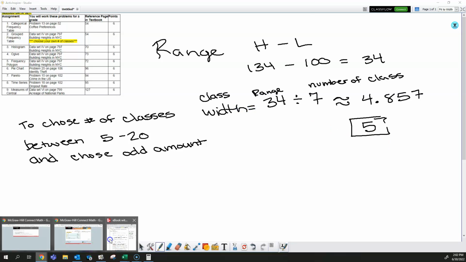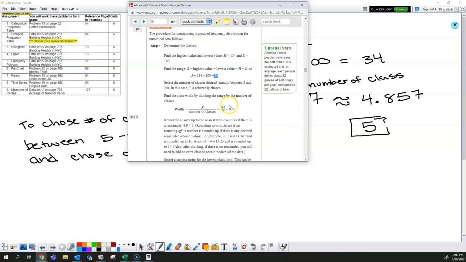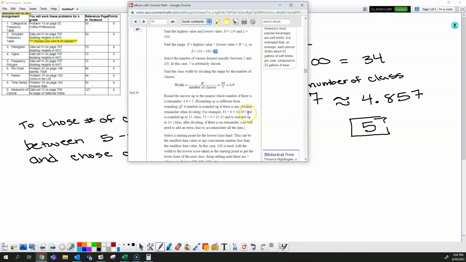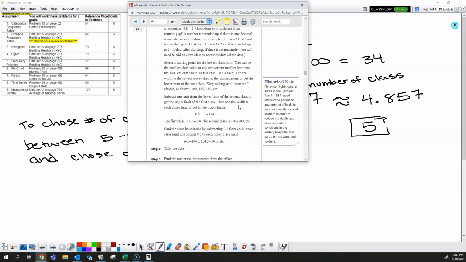I am simply following the instructions here. Notice they had about 4.9. That was a rounded answer. But we don't even do 4.9. We round it up to the next whole number.